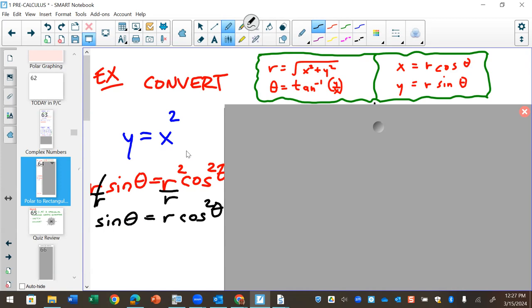Last step, how do you get rid of cosine squared so that it says R equals? Square root. Say again? Square root. Square root, we'll leave it as cosine. We want it out of here. Divide it.